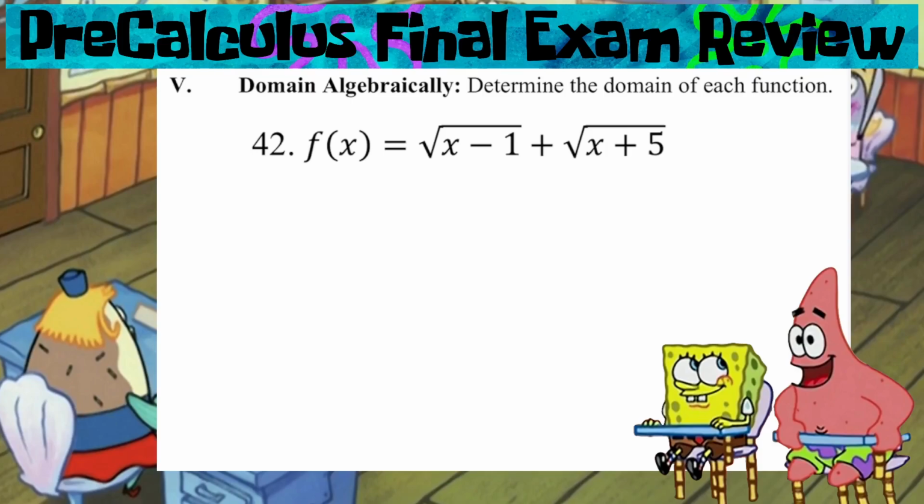So in this one, what we're going to do is we'll start with that first radical. The radicand is x minus 1. It must be greater than or equal to 0. Add 1 to the other side. That means x, the unknown variable, which can vary, must be greater than or equal to 1.